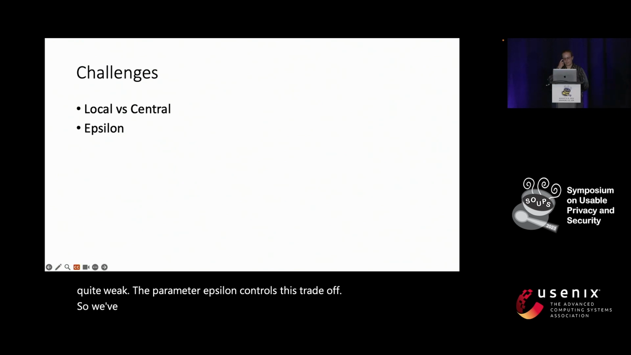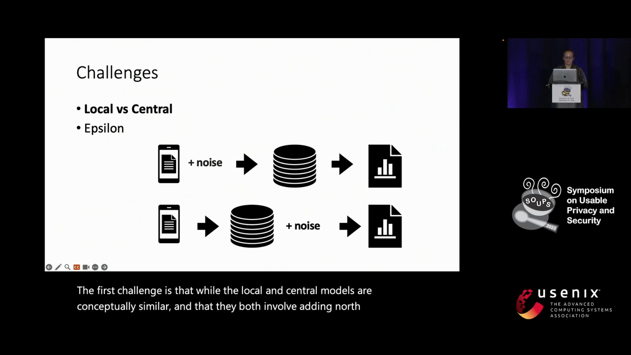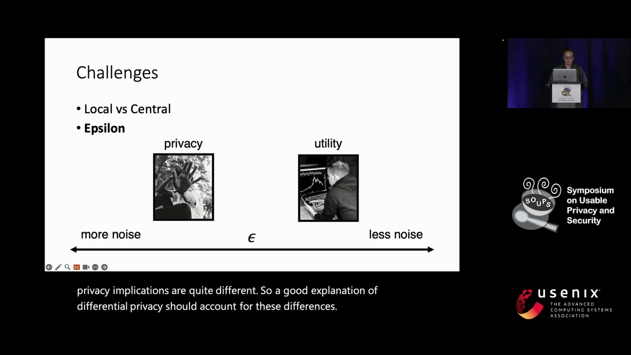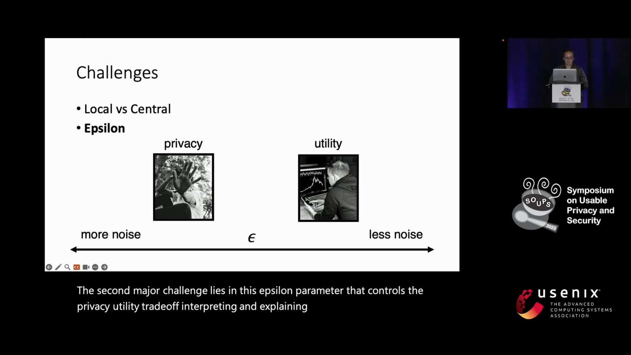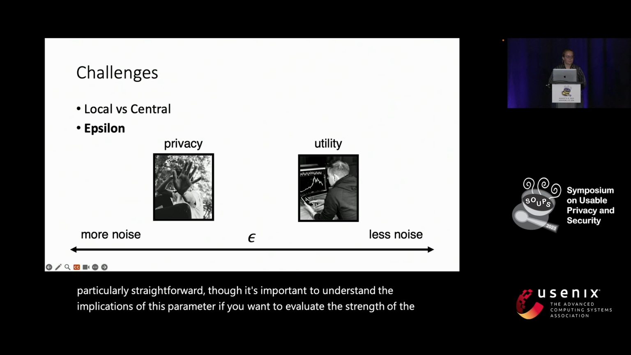So we've conducted two studies related to two key challenges in developing effective communication around differential privacy. The first challenge is that while the local and central models are conceptually similar in that they both involve adding noise to data, the privacy implications are quite different. So a good explanation of differential privacy should account for these differences. The second major challenge lies in this epsilon parameter that controls the privacy utility trade-off. Interpreting and explaining this parameter is not particularly straightforward, though it's important to understand its implications if you want to evaluate the strength of the privacy protection.